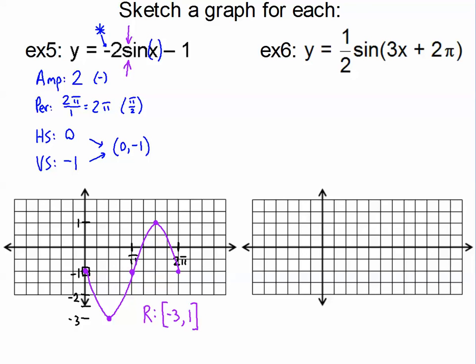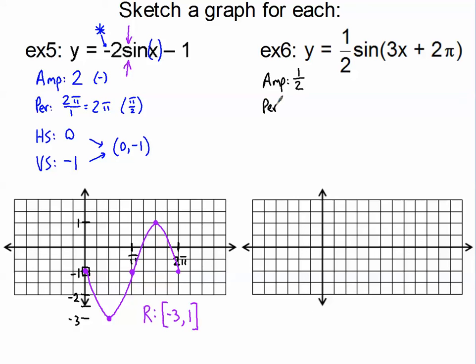And finally, we've got our example 6. I tried to throw as much in here as possible. I didn't throw a D in there though. Oh well. So let's look for our amplitude. Amplitude this time is only 1/2. We're only going to be going half as much.